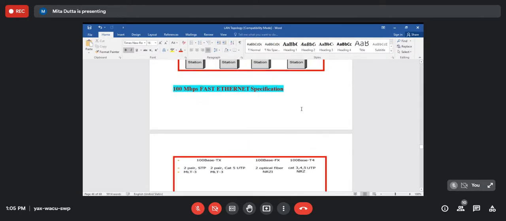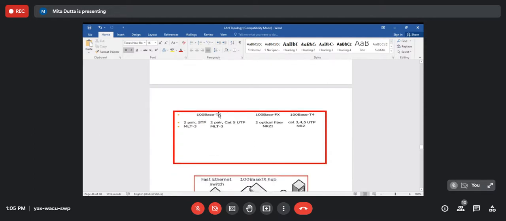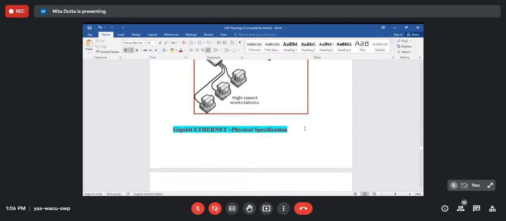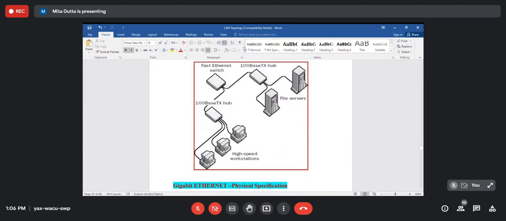Now we have 100 Mbps. It is called fast Ethernet because the data rate is high. We have 100 base TX and 100 base FX. TX stands for unshielded twisted pair, Cat5 UTP, and then 100 base T4, which uses Cat3, 4, 5 UTP. The signaling technique here is MLT3, both shielded and unshielded. Here it is unshielded Cat 3, 4, 5, and NRZ and NRZI. Now we have seen how the nodes are connected.